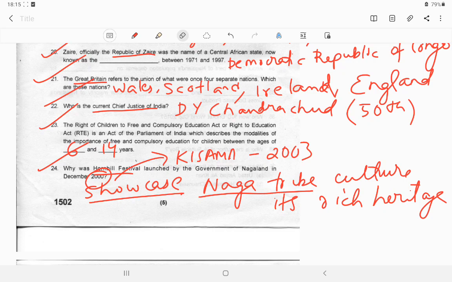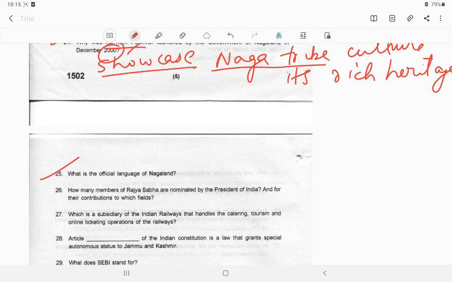Next, what is the official language of Nagaland? The official language of Nagaland is English, promulgated in 1967.